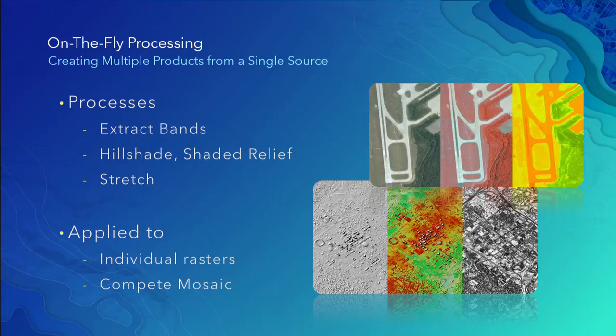So every time I pan at that extent, or every time I zoom to a different extent, it's only processing those pixels within the extent. There's a variety of different functions that you can use to create different types of on-the-fly processing, extracting bands, doing a hill shade or a shaded relief. Even some of the pre-processing steps that are pretty normal image process chain type operations are available in the raster function toolset. You can apply these to individual items or rasters or images that are in a mosaic.